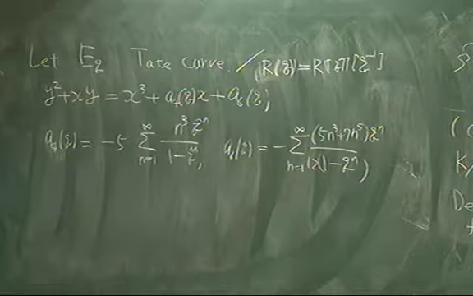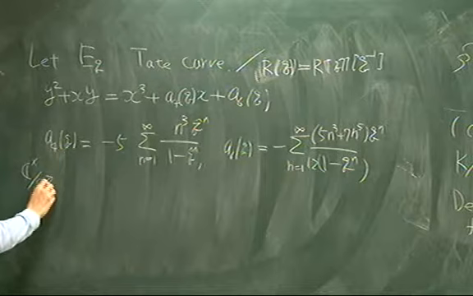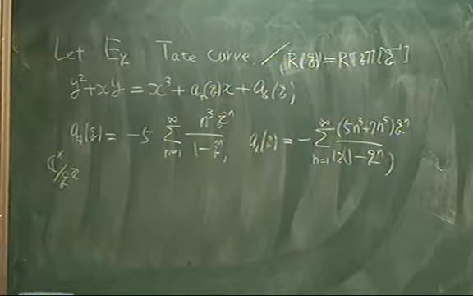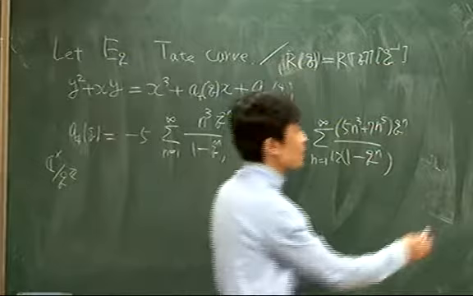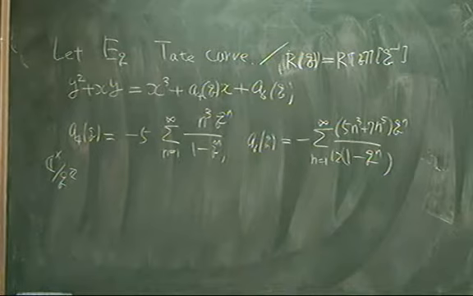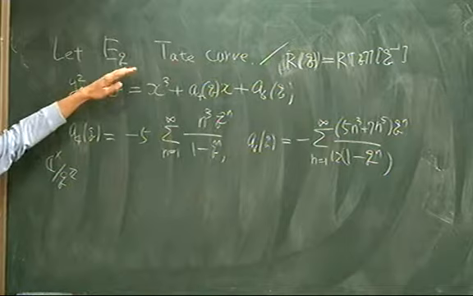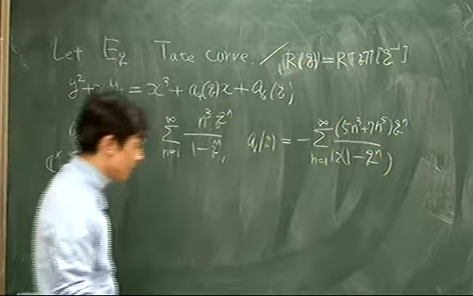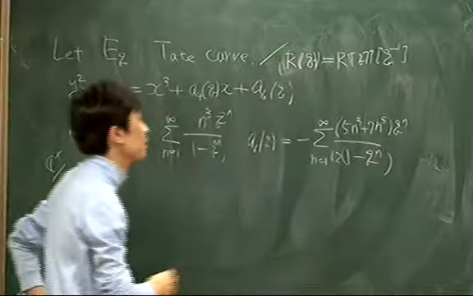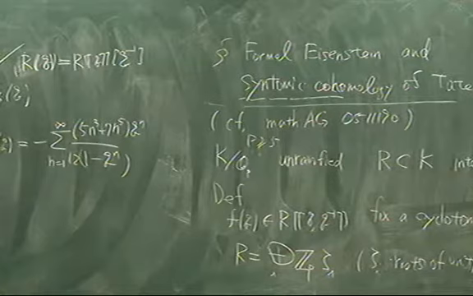Anyway, this is the analog of the complex torus C cross modulo q to the Z. Here p is always greater than or equal to 5. In the definition of the Tate curve, 2 and 3 are allowed, but we hate 2 and 3 because we use the syntomic cohomology group.